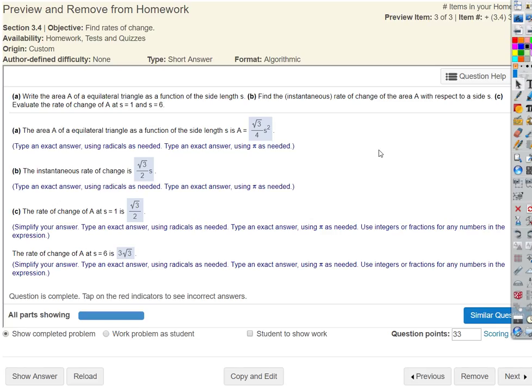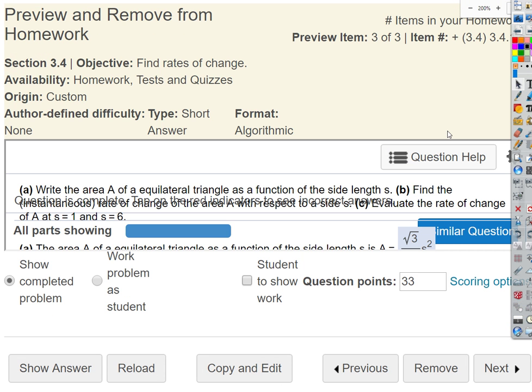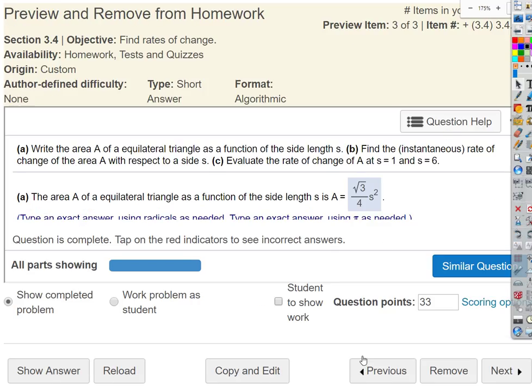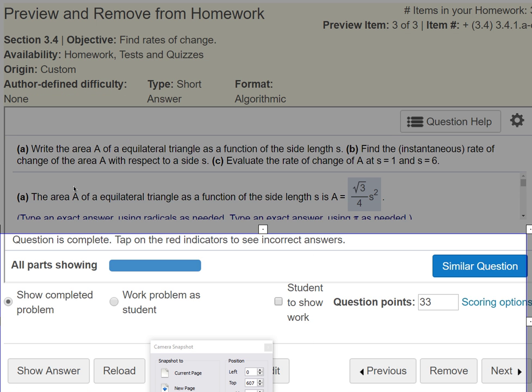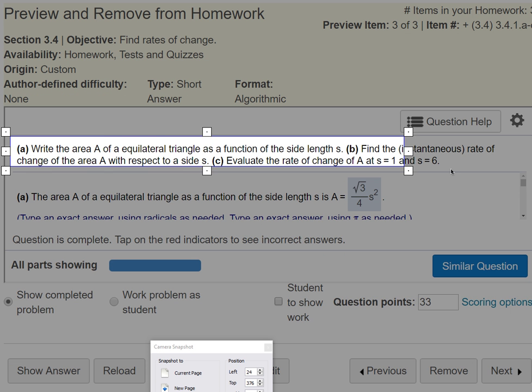So if we write the area of an equilateral triangle as a function of side length, it doesn't really matter which one, they're all going to be very similar. I think most of them are geometric, maybe not all the ones you could have gotten on this. Write the area of an equilateral triangle as a function of the side length s. Let me just grab a picture of this. We'll just talk about this a little bit.